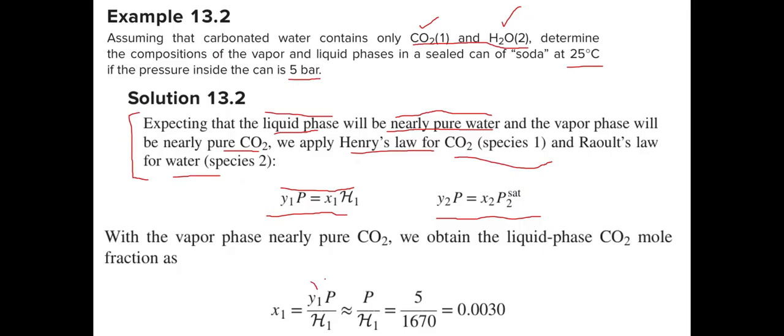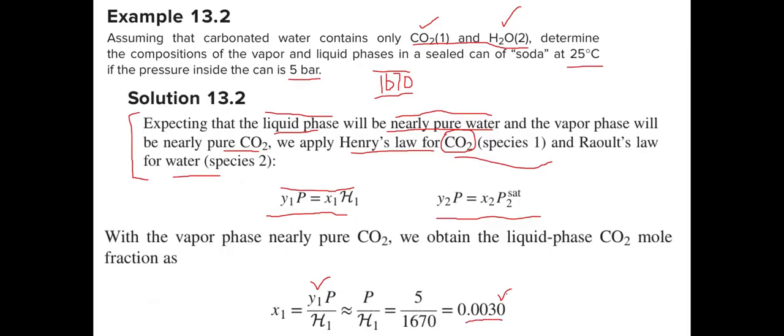x1 is equal to y1 P over H1, and H1 will be given. I think here it's not given, but it must be given, or we can use the literature. Literature must be given if you are solving this question. Henry's constant, right? So you do not need to calculate it individually. So 1670 is the Henry's constant for CO2 in water. So 5 over 1670, you will get x1 is 0.0030.